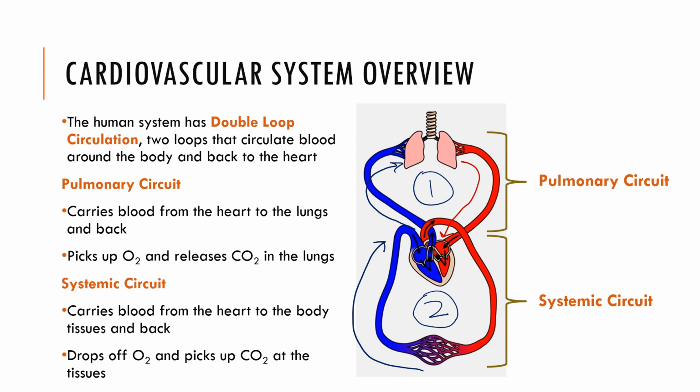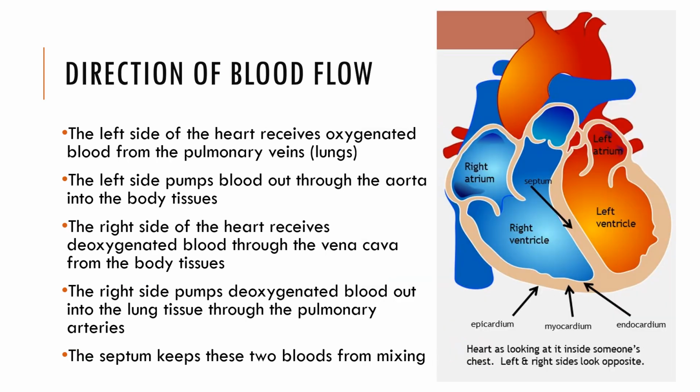So the pulmonary circuit carries blood from the heart to the lungs, picks up oxygen, releases the CO2. The systemic circuit carries the blood from the heart to the body and then back up to the heart, drops off oxygen, picks up CO2. So they basically just do the opposite of each other. The direction of blood flow is that the left side of the heart takes in the oxygenated blood, pumps blood out through the aorta to the tissues, and then the right side receives the deoxygenated blood. And the septum keeps the oxygenated and deoxygenated blood from mixing.